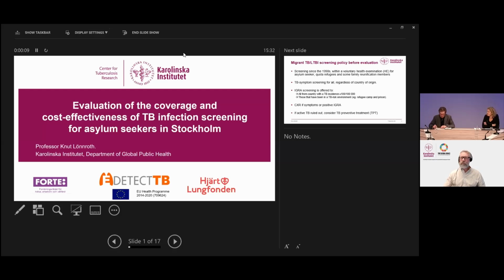I would like to move on to our next speaker, who was for a long time with the World Health Organization, amongst others working on screening, both screening for tuberculosis disease and tuberculosis infection. And for a couple of years now is a professor at Karolinska Institute in Stockholm, Sweden. Knut Lönnroth, he will be talking about evaluation of the coverage and cost effectiveness of TB infection screening for asylum seekers in Stockholm. Knut, take it away.